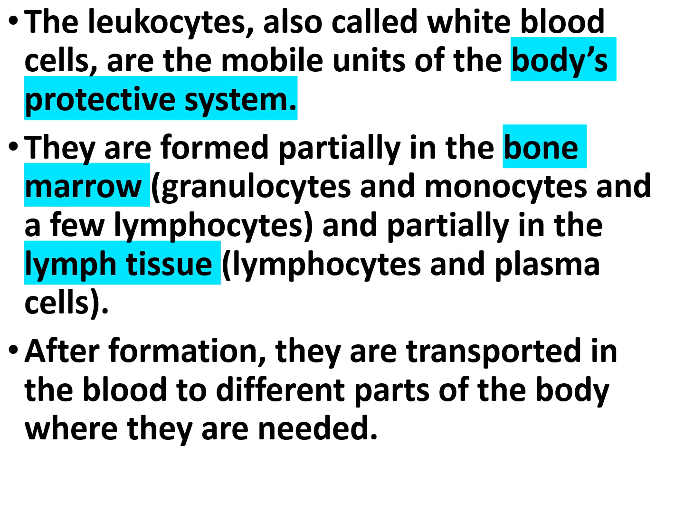Leukocytes are also known as white blood cells, and they are the mobile units of our body's protective system. They are formed partially in the bone marrow and partially in the lymph tissue. After formation, they are transported in the blood to the different parts of the body where they are needed.